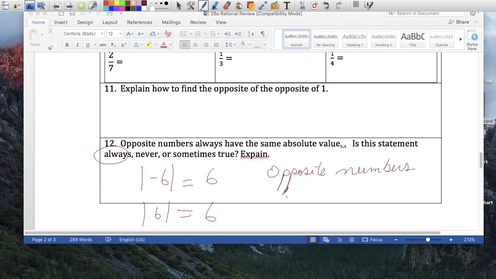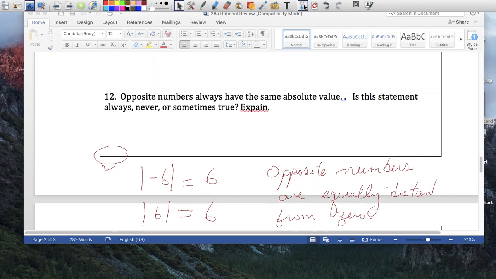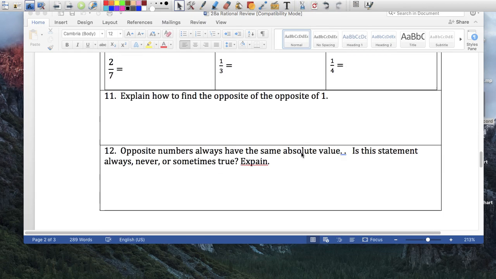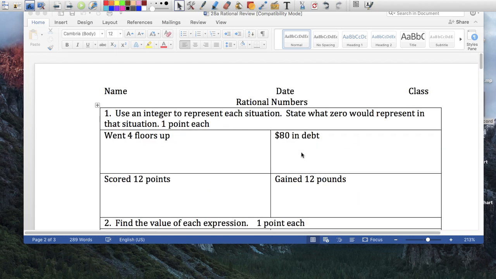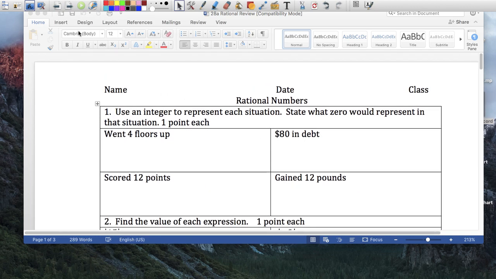Opposite numbers are equally distant from 0, right? They're the same units away from 0. Opposite numbers will always be equally distant from 0. So that statement is always true. Okay. And I think this is it. No, yes, it is. Okay, so that's it for this one.